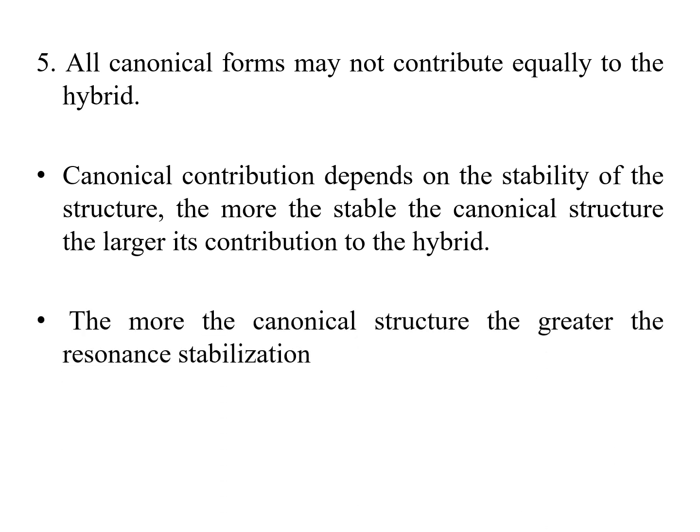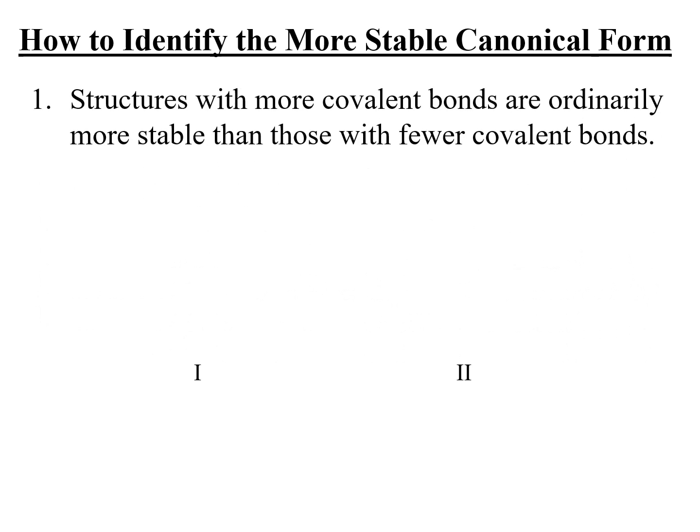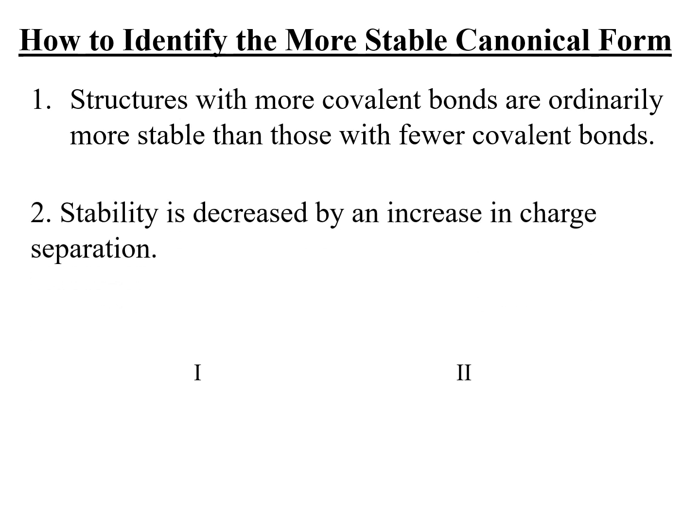And the more canonical forms, the greater the resonance stabilization. And the more the resonance, the more acidic the compound becomes. How do I know a compound that is more stable or has more stable canonical forms? First, they must have higher covalent bonding. Secondly, they must have a decrease in charge separation.